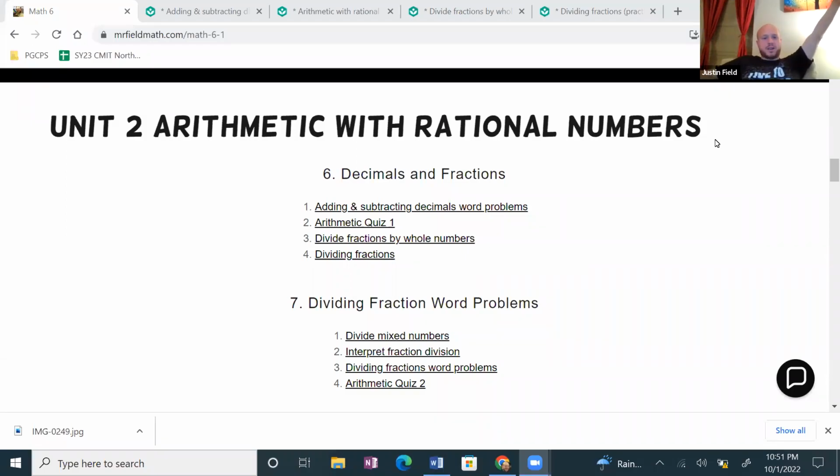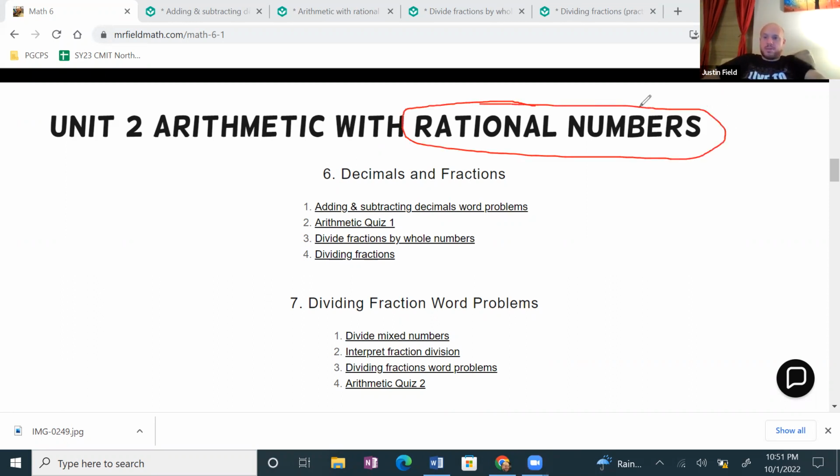Math 6. Here we go. We are on to Unit 2, my website here. Arithmetic with rational numbers. Write that down, rational numbers.